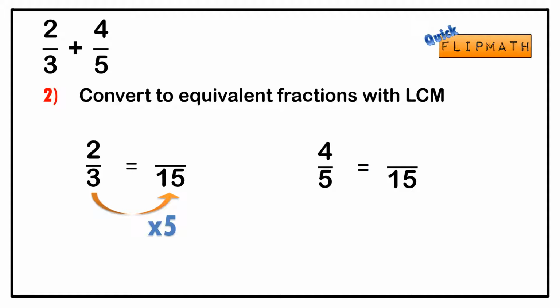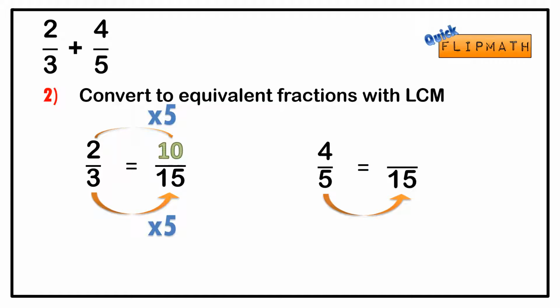In order to keep the amount of fraction the same, we do the same thing on top as we do in the bottom. So if I multiply in the bottom by 5, I'm going to multiply on the top by 5. And 2 5s are 10. And the equivalent fraction of 2/3 is 10 over 15.